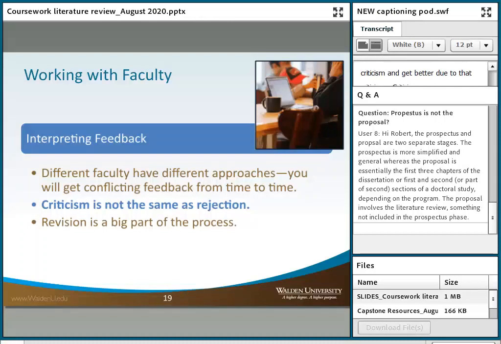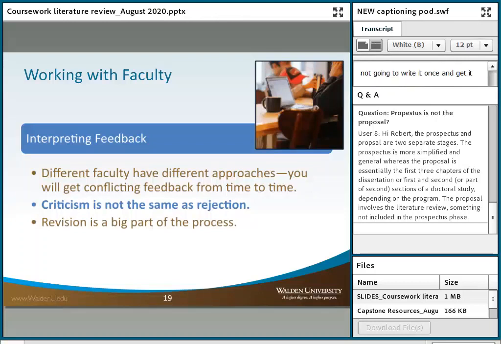So be intentional about when you ask for help, and say, wait, I need help, and I need help now. Can you help me now? What works for you? That kind of stuff. Stay positive and respectful, of course. Working with faculty. This is a big one.